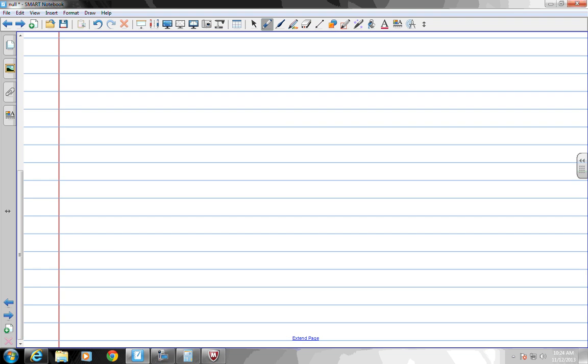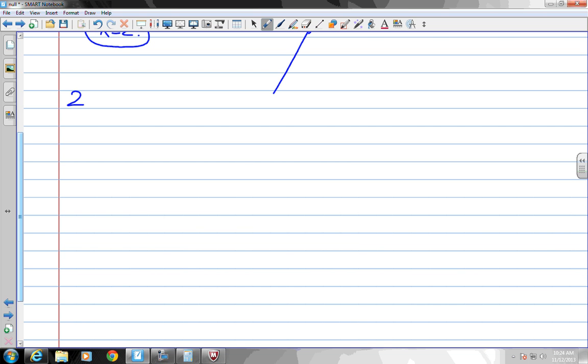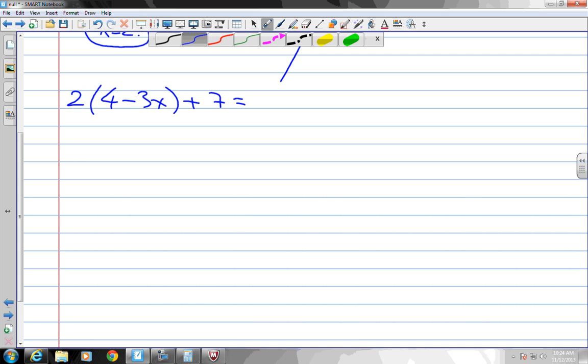Well, here's an example. 2 times 4 minus 3x plus 7 equals x plus, how about 2x plus 3 times x. I don't know what I'm doing. I'm going to go back. Trying to build an equation that's rather fun.